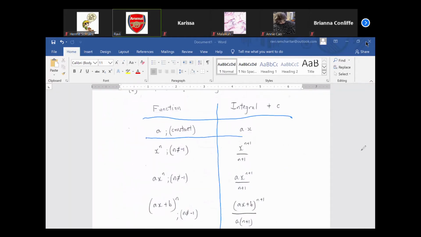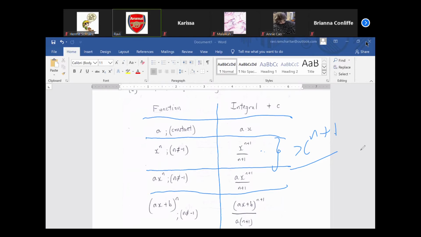The first rule, a result from last day: the integral of a constant a is a times x. The integral of x to the power of n, where n is not equal to minus 1, is x to the n plus 1 over n plus 1. The integral of a x to the n is going to be a x to the n plus 1 over n plus 1. So effectively what I'm doing is adding 1 to the power and dividing by the new power. That is what this is saying, for those of you who weren't on last time. So today we're going to spend some time going through this other rule.